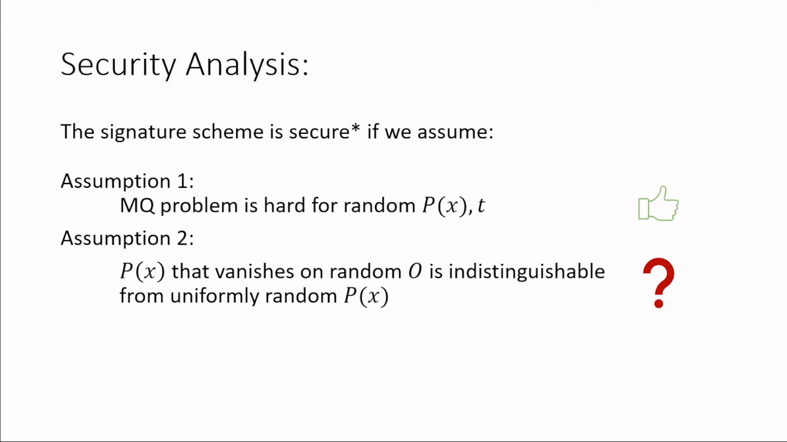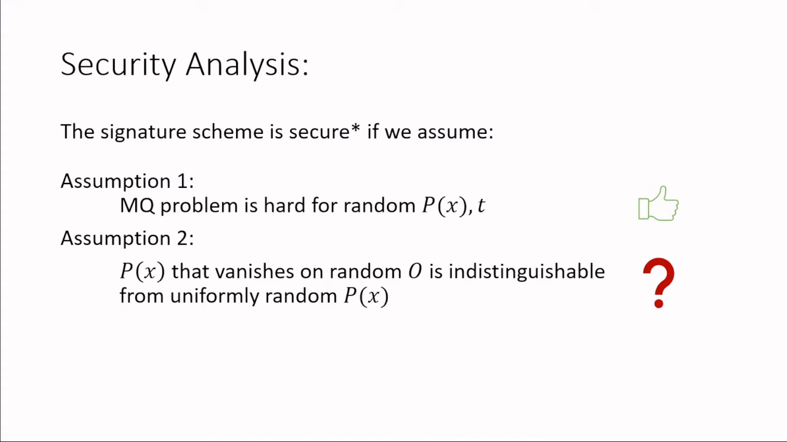And if you turn it into a signature scheme, then you can prove that the signature scheme is secure based on two assumptions. The first assumption is this MQ problem that I mentioned before, and this seems like a very plausible assumption. And the second assumption is that if you generate your function P that vanishes on some random space O, then what you get is indistinguishable from a uniformly random map P. This is an assumption that has been analyzed since the invention of the oil and vinegar scheme. But it's of course much more ad hoc than our first assumption, and it's this assumption that we're going to try to attack in this work.